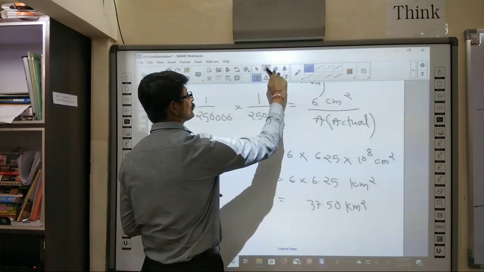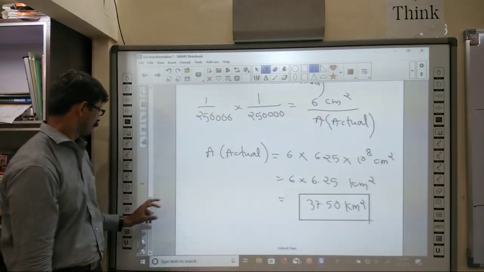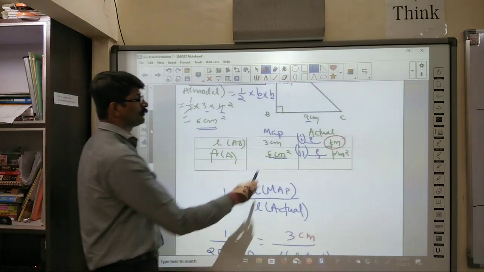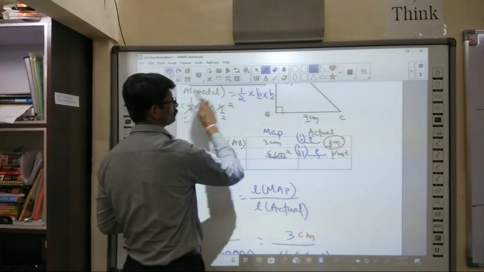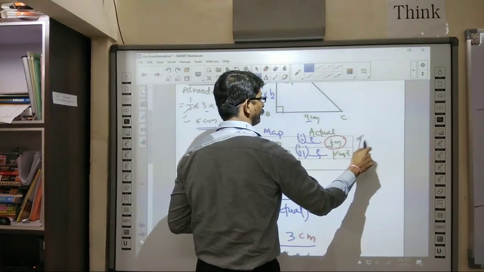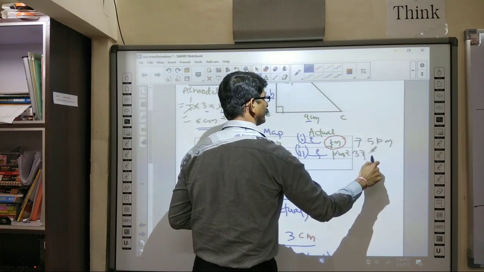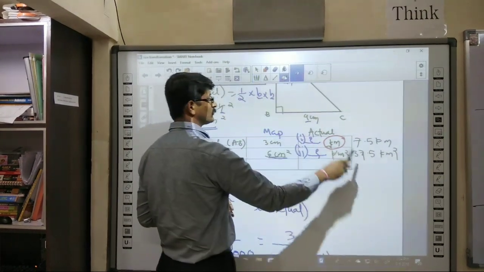I hope you have understood, students. And over here we finished our second sum. So this is what the answer is, you can put the answers in your box. This is 7.5 kilometers and this is 37.5 kilometers square. Isn't this topic very, very simple, students?